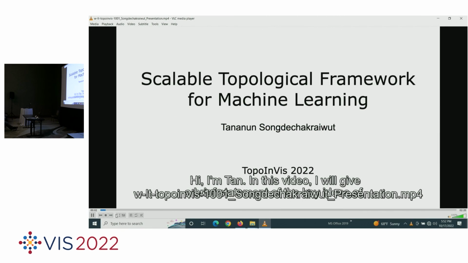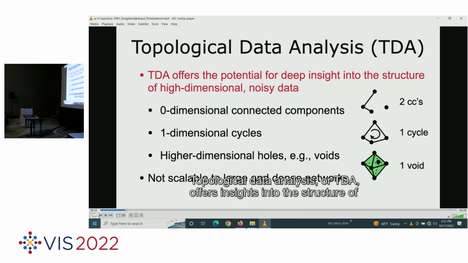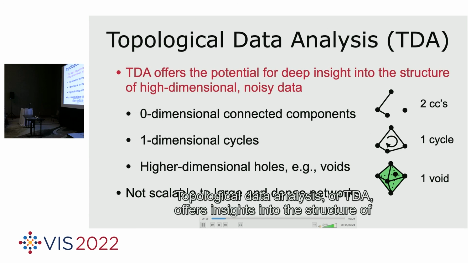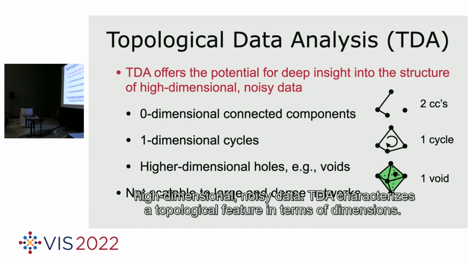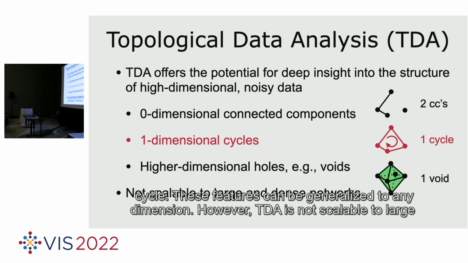Hi, I'm Tan. In this video, I'll give a brief statement of the key ideas of my research, Scalable Topological Framework for Machine Learning. Topological Data Analysis, or TDA, offers insights into the structure of high-dimensional noisy data. TDA characterizes the topological features in terms of dimensions. A zero-dimensional feature is called a connected component. A one-dimensional feature is called a cycle. These features can be generalized to any dimension.